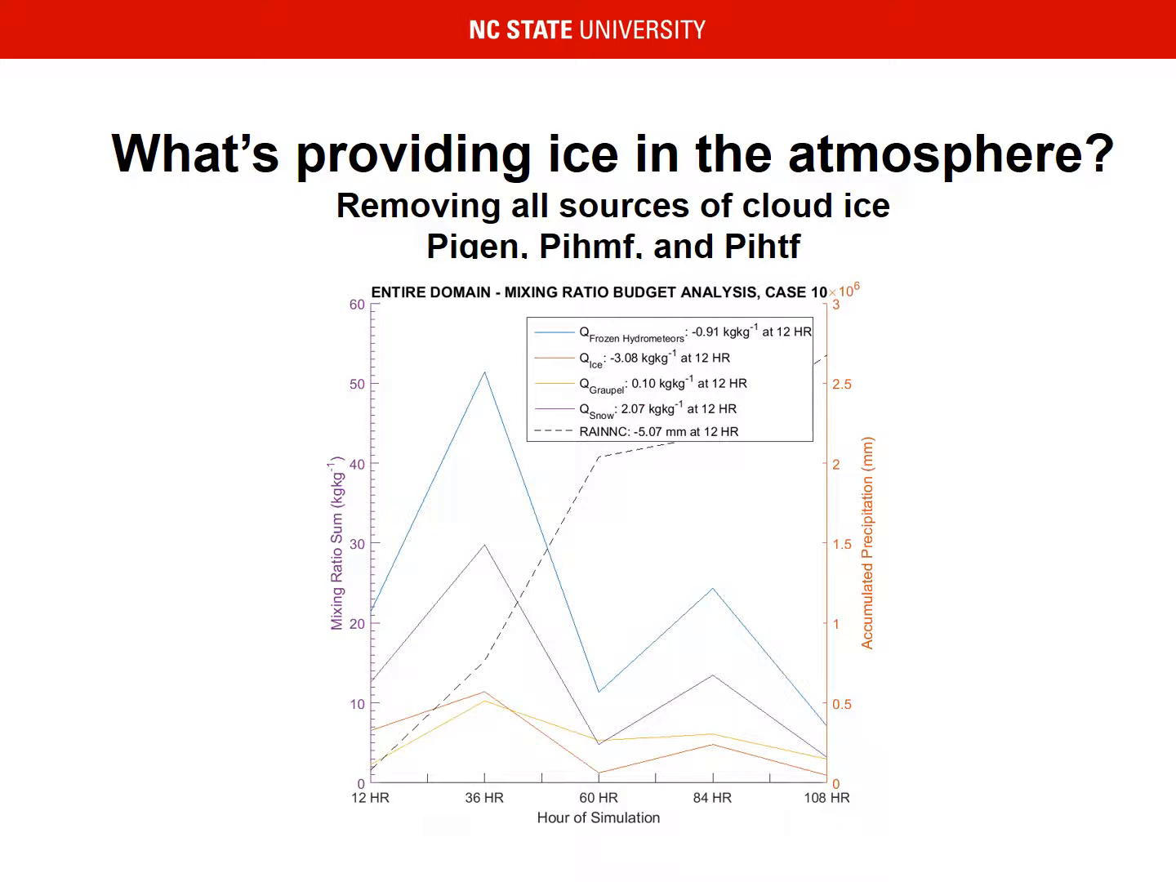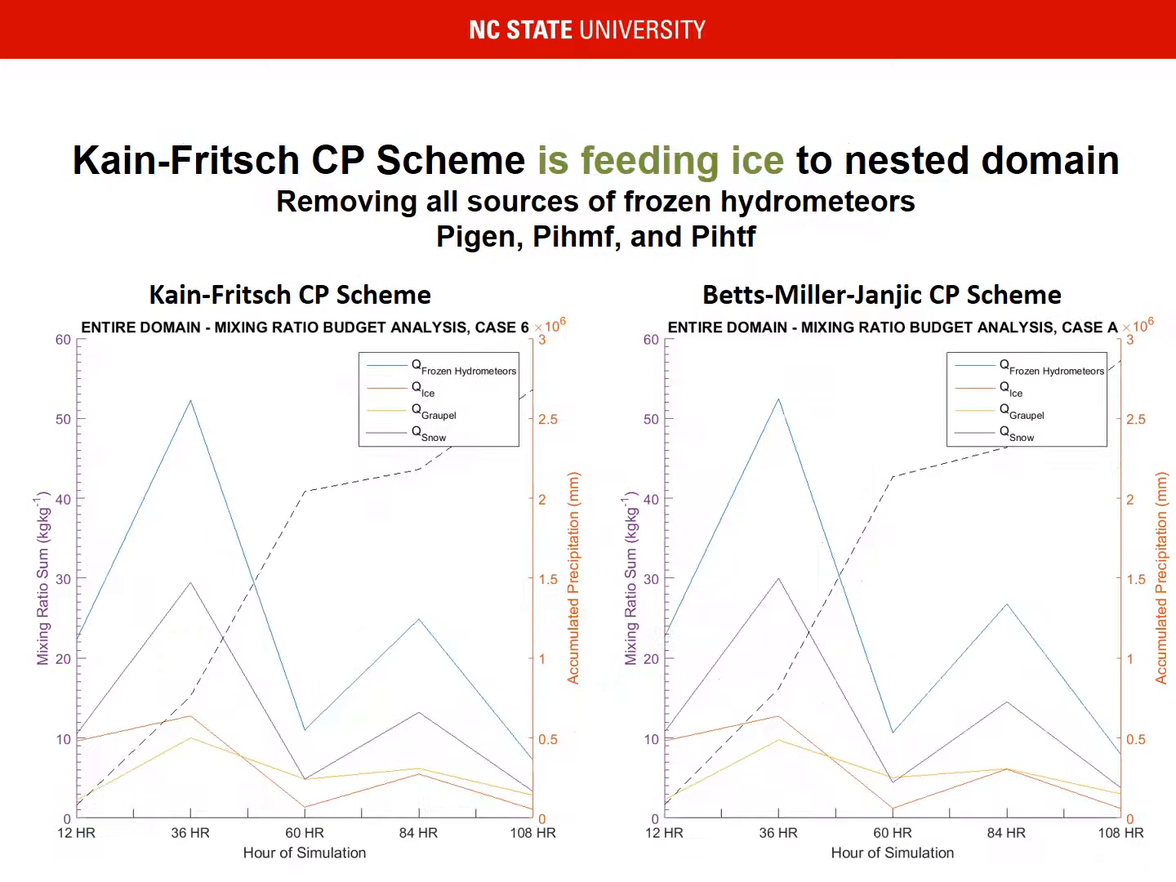So now the question is, or at least what led us to believe, is that if the microphysical scheme isn't providing any ice to the system, but there is ice in the atmosphere, then perhaps it's the CP scheme. So off to the left here is the Kain-Fritsch CP scheme that we've coupled it with, and we went ahead and reran the same runs using the Betts-Miller-Janjic CP scheme off to the right. These are both the control cases where nothing is removed. And then now showing what happens when we remove those 3 sources of ice.